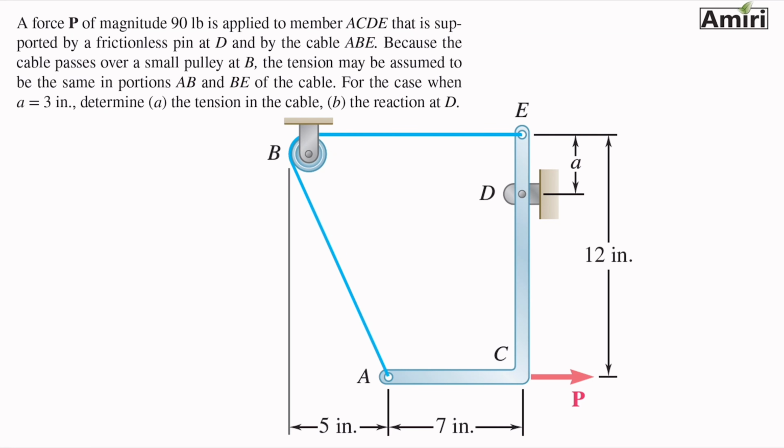All right. It's a little bit helpful that it mentions that, but even if it didn't, when pulley B is frictionless, tension in this cable is always the same. Wherever you cut it, you get the same tension. For the case when A equals 3 inches, determine the tension in the cable and the reaction at D.